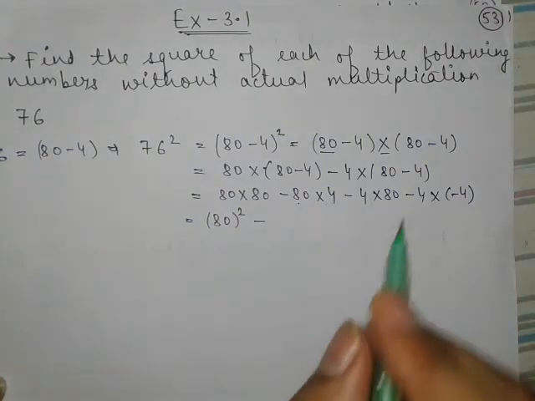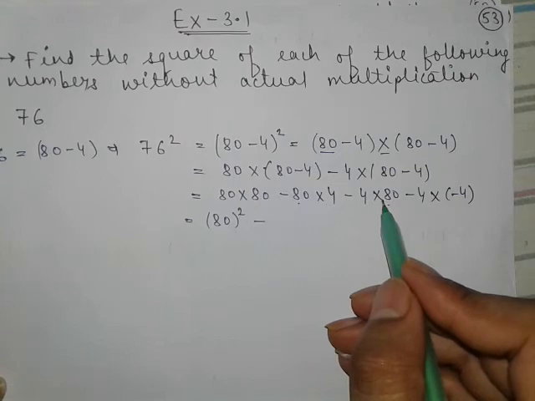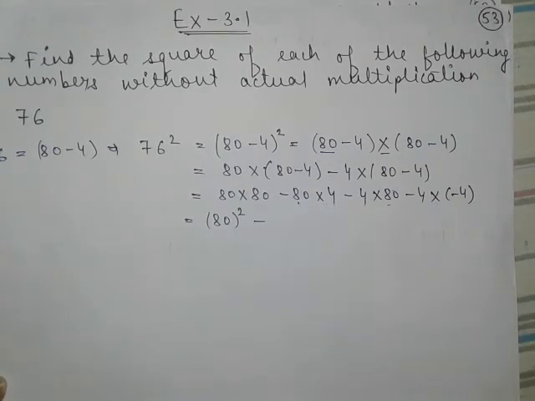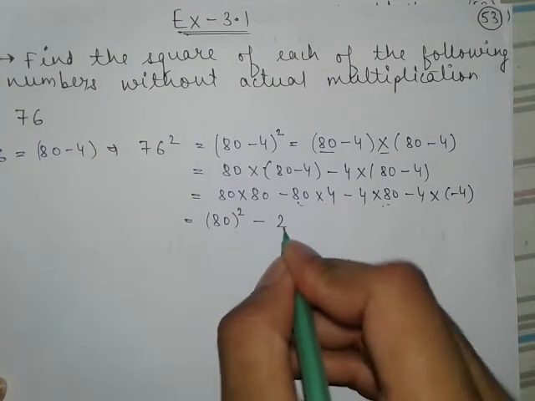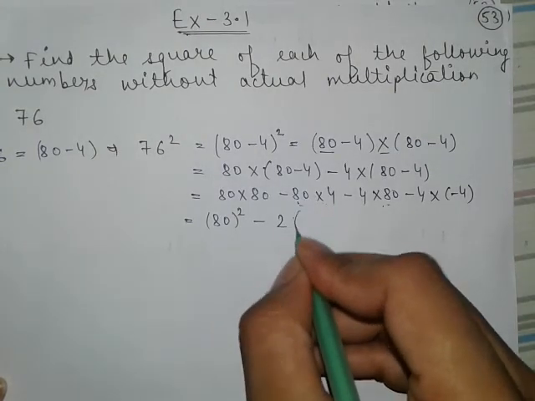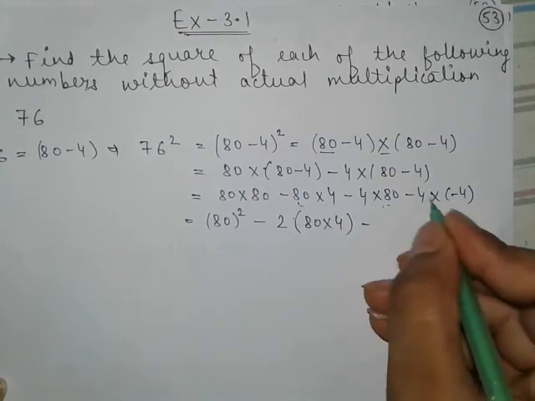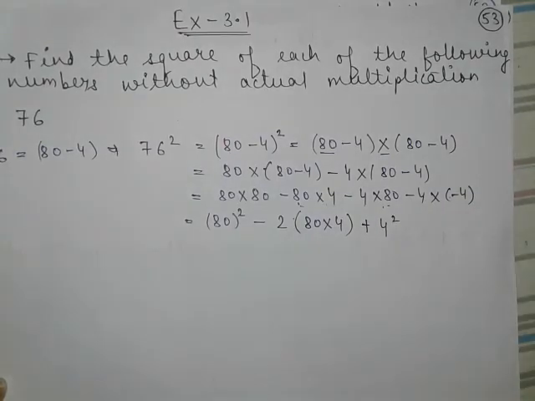Now see 80 multiply by 4 and minus 4 multiply 80. If you apply the commutative property, it will be 80 multiply by 4, isn't it? So you have 80 multiply by 4 here and 80 multiply by 4 here. So it is the same here and the same here. So you can write it as 2 multiply with in bracket 80 multiply with 4. Okay, then minus minus becomes plus, 4 into 4 will equal 4 square.